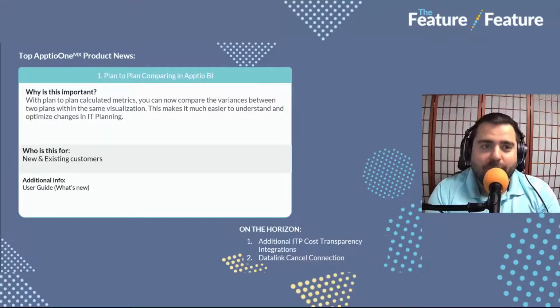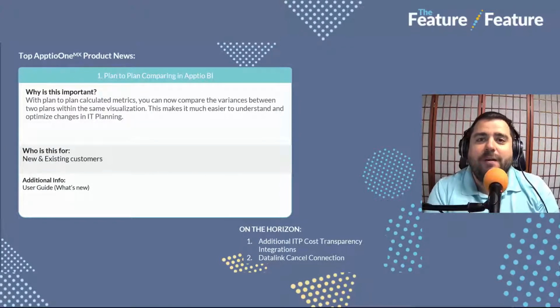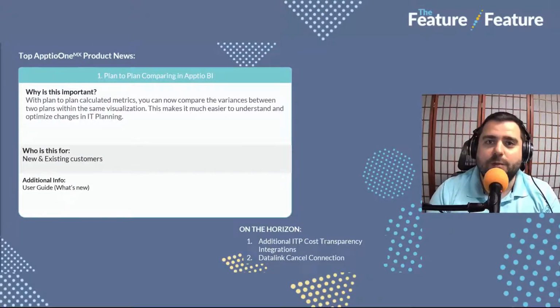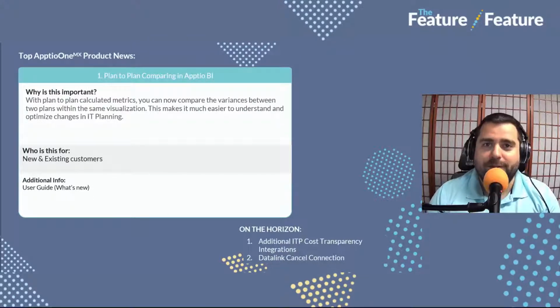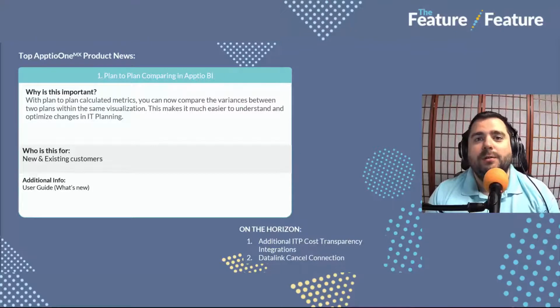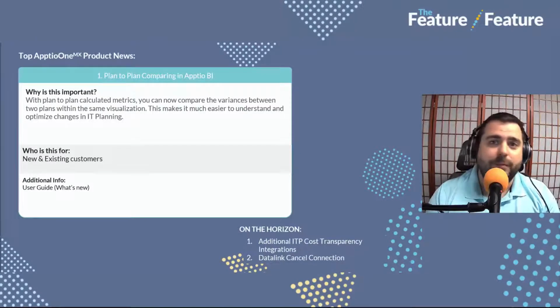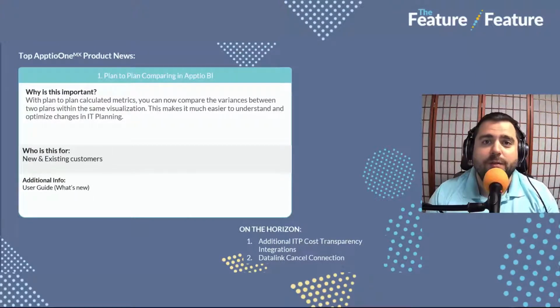So in Apptio One, we have plan-to-plan comparisons that are now available in Apptio BI. So we've brought more capabilities to IT planning via Apptio BI instead of having to look at plans individually and then export data to do a cross analysis. You can now compare those plans side by side in Apptio BI. So you can pull the data from IT planning into Apptio BI and have a direct comparison for that information, which allows you to optimize and compare the different plans that you have for your organization in further ways, making that a whole lot easier for you.